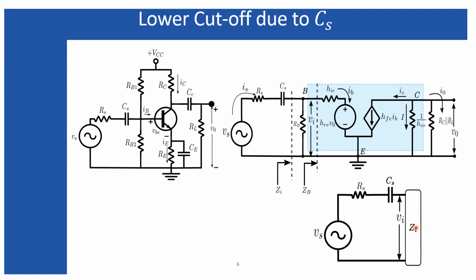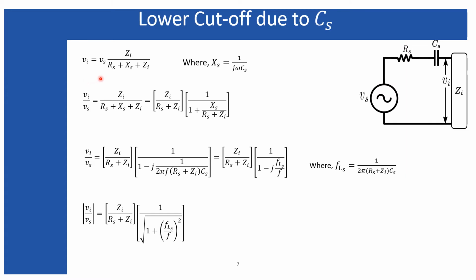But in the case of the low frequency model, I have explained that this model does not contain any capacitor or resistor internal to the circuit. Therefore, this Zi is purely resistive. So this resistance Rs and this equivalent resistance Zi are associated with this Cs. Let's see what the lower cutoff frequency due to the Cs will be. The calculation is very simple.